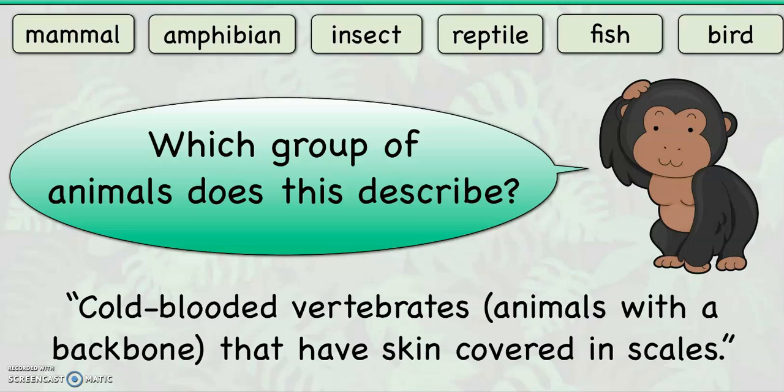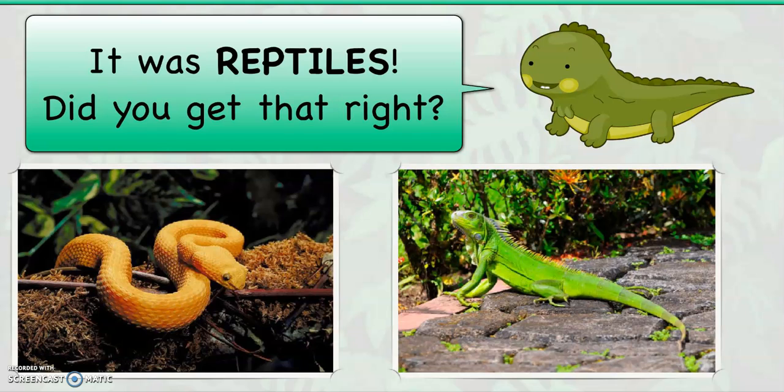So which group of animals does this describe? I'm a cold-blooded vertebrate, which means I have a backbone and I've got skin covered in scales. What type of animal am I? Am I a mammal? Am I an amphibian? An insect? A reptile? A fish? Or a bird? Well done, the correct answer was a reptile. A reptile has a backbone and its skin is made up of scales. Do you know any other facts about reptiles?